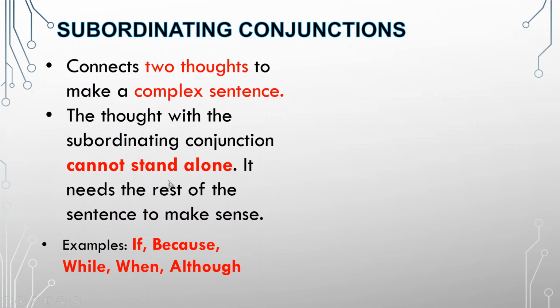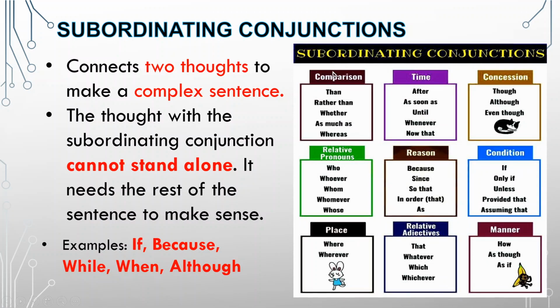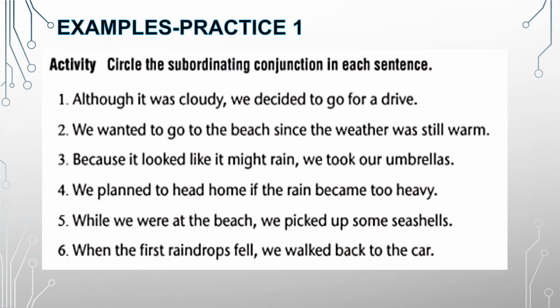So here are some examples of subordinating conjunctions. When you compare, you can use than, rather than, whether, as much as, whereas. If you're talking about time, after, until, whenever, now that, something like that. If you're talking about place, you can use where or wherever. Alright? So you can pause this video and take note as much as possible for subordinating conjunctions. Alright? So let's go to some examples and practice number 1.